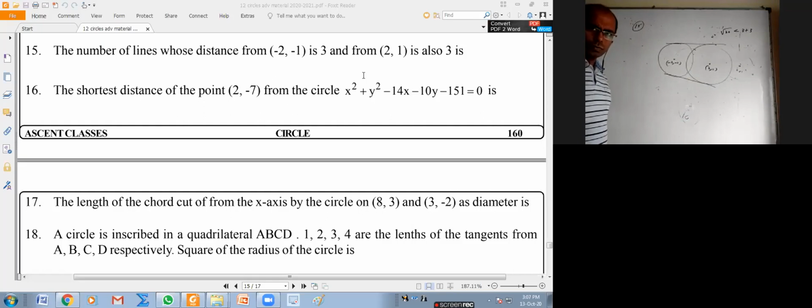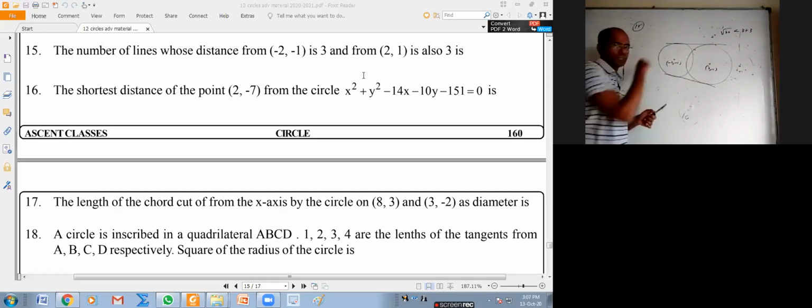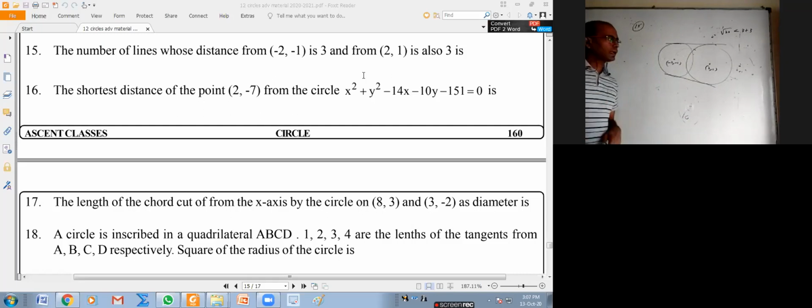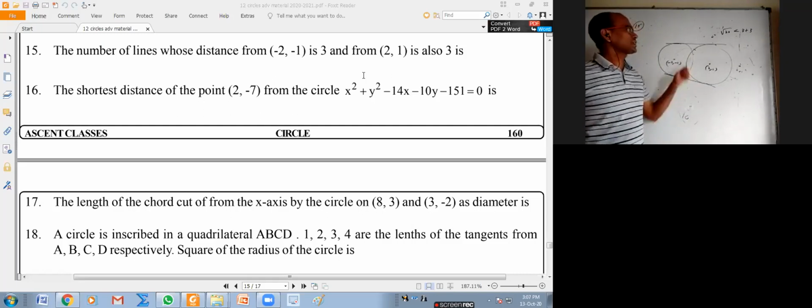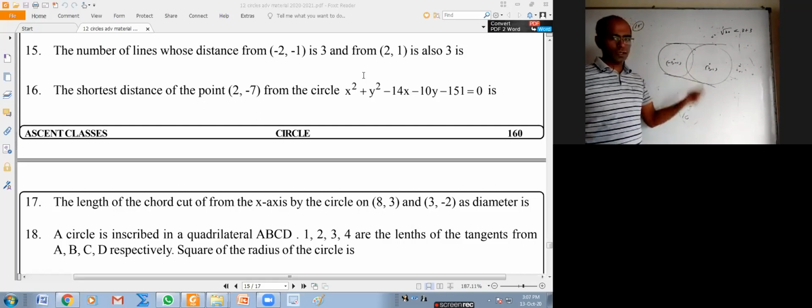So could you explain once? Any line which is at a distance of 3 units from this point will be tangent to a circle with this as the center and radius 3 units. Any line which is at a distance of 3 units from this point will be tangent to this circle with this as the center and radius 3 units.